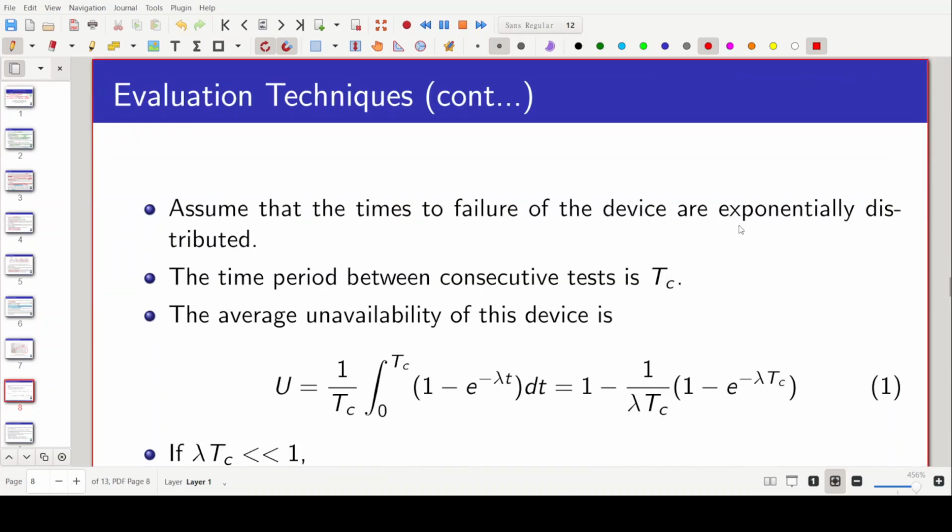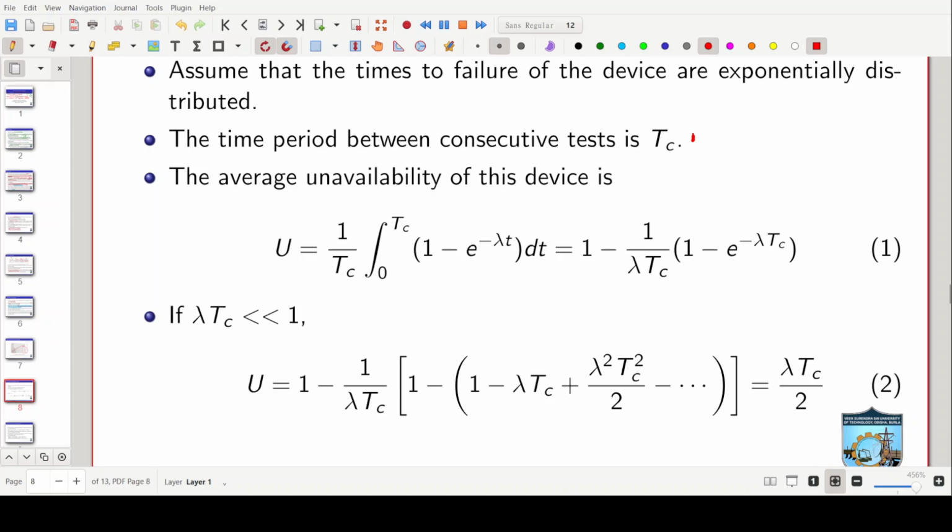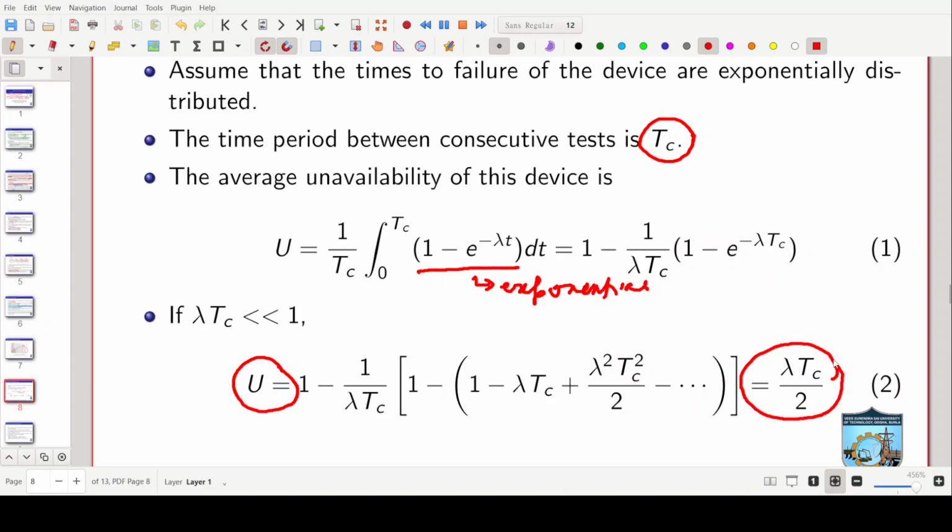So what mathematical techniques are we going to use? Assume that the time to failure of each device is exponentially distributed. The time period between the consecutive events is say Tc. That means you have given a trip signal, the breaker either opening or failing. The average unavailability of the device is given by this equation, 1 by Tc, integral from 0 to Tc, of the exponential distribution. This is actually the exponential distribution. Then if lambda Tc is much less than 1, the unavailability of the breaker is simply given by the failure rate of the breaker to operate times Tc by 2. So this is the formula that you are going to use in this case. U is equal to lambda Tc by 2.